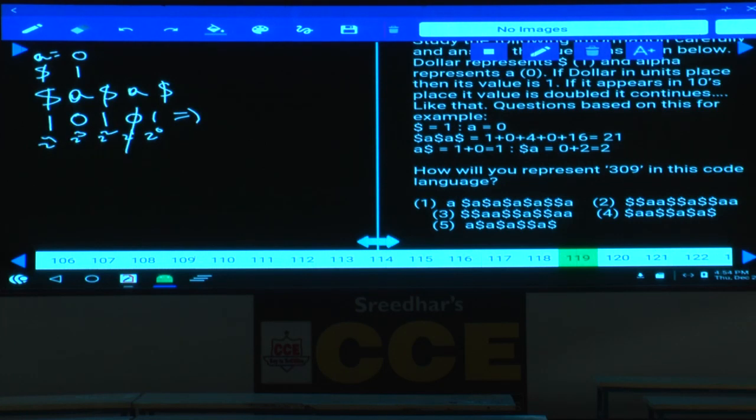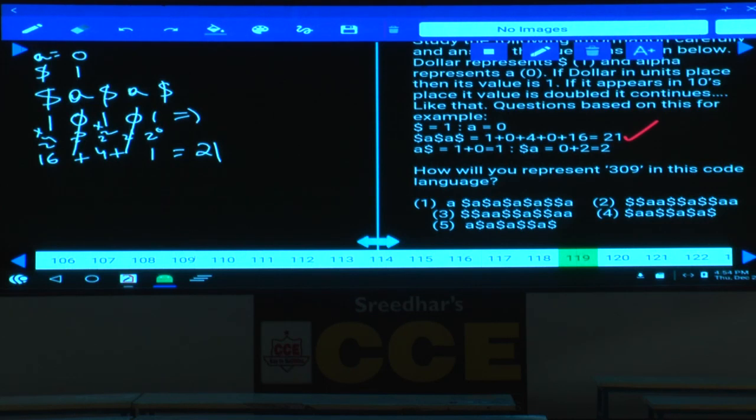Now 0 into anything is 0, hence cancel all the powers with 0. Now we are left with the remaining numbers. 1 into 2 power 0. What is the value of 2 power 0? 1. 1 into 1 is 1. And 2 square is 4, 1 into 4 is 4. 2 power 4 is 16, 1 into 16 is 16. And 16 plus 4 plus 1 is how much? 21. Hence it is equal to 21. Are you following this or not? Wherever there is dollar, take it as 1, and that should be multiplied with the powers of 2.